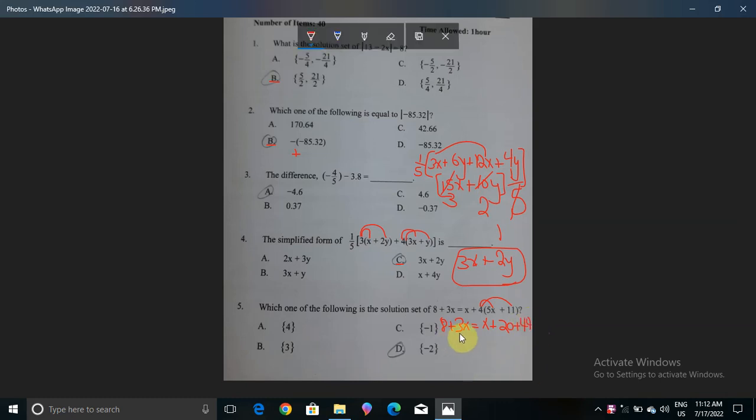Right? Then we will collect the like terms together, so it will be 8 plus 44, which is equal to 21x minus 3x.